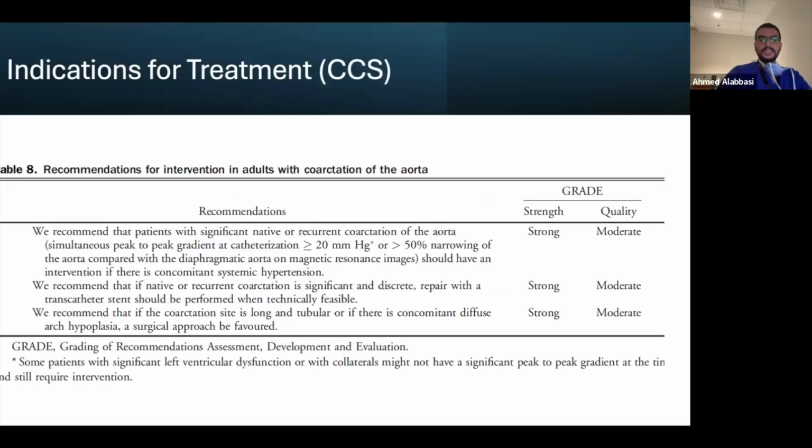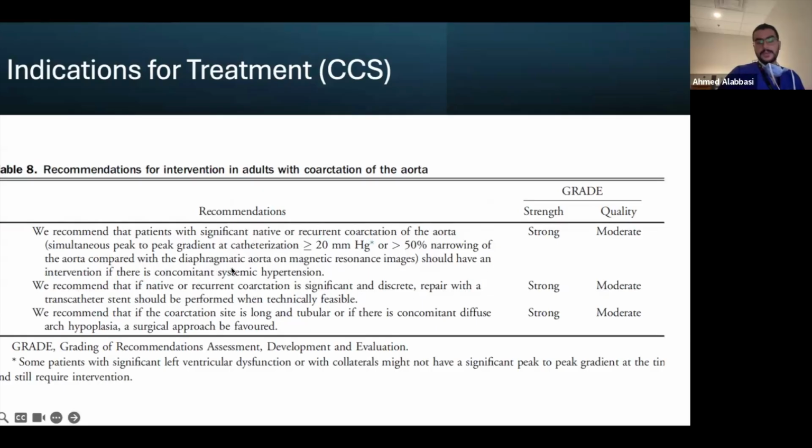I've just put the CCS recommendations here. So who requires treatment? Anyone with a significant native or recurrent coarctation. The guidelines are for native or recoarctation who have a simultaneous peak-to-peak gradient at catheterization of more than 20, or more than 50% narrowing of the aorta compared to the diaphragmatic aorta. They should have an intervention if there's concomitant systemic hypertension.